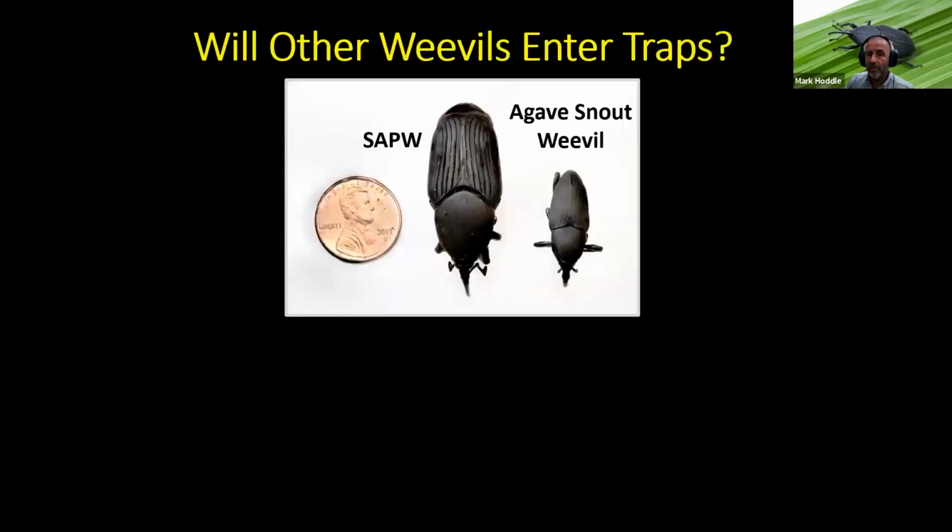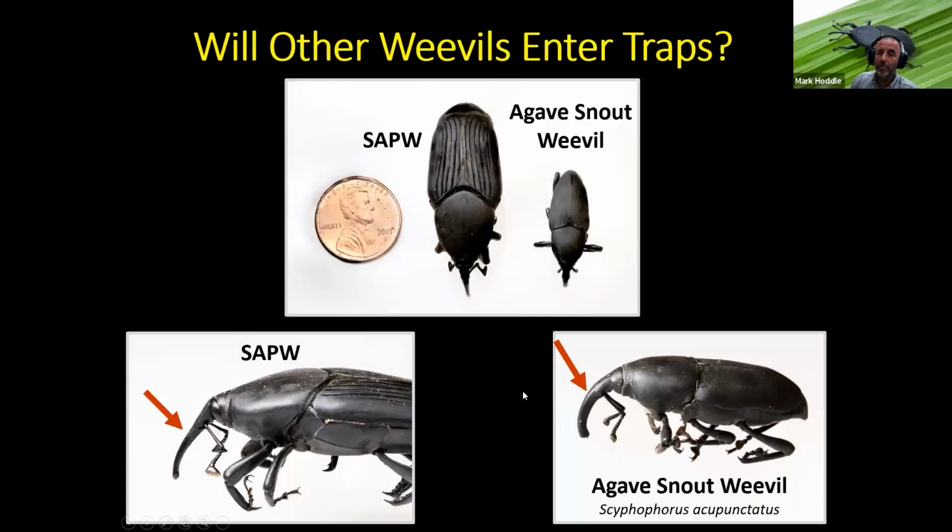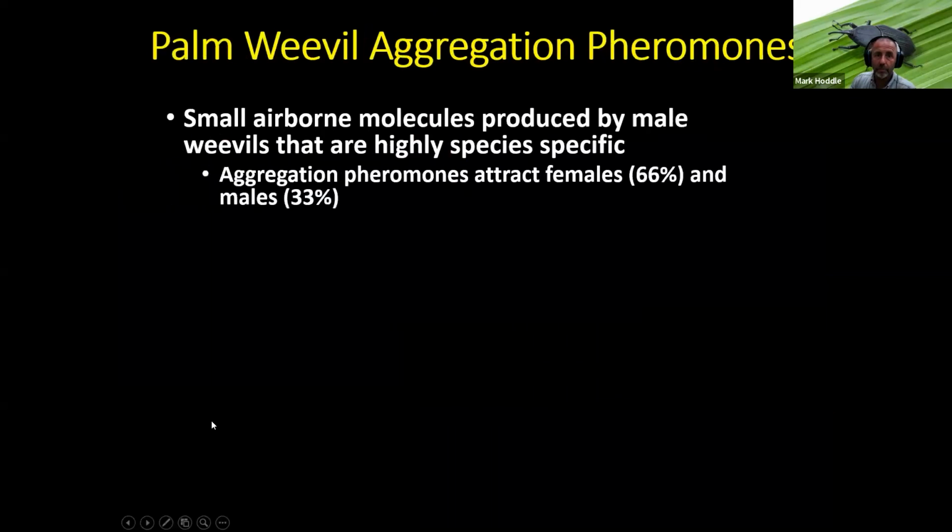You may occasionally find other weevils in the traps. The agave snout weevil will very rarely end up in those traps. They're attracted to the fermenting bait. They're not attracted to the aggregation pheromone. The aggregation pheromone is very specific to South American palm weevils. These agave weevils tend to be smaller than the South American palm weevil, and their rostrum, or their nose, tends to be more curved and much thicker. And you can see here we have a South American palm weevil female. She has no bristles on the top of her snout.